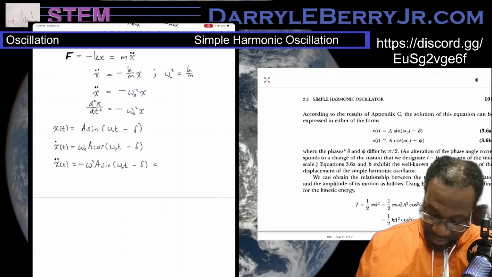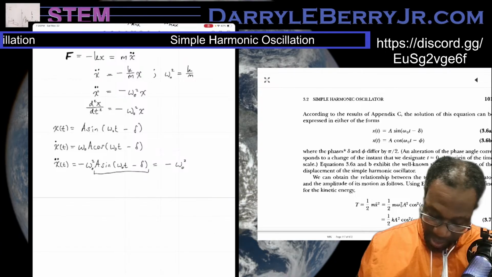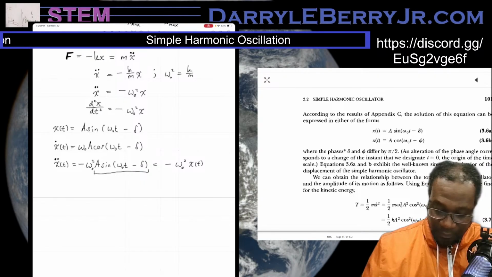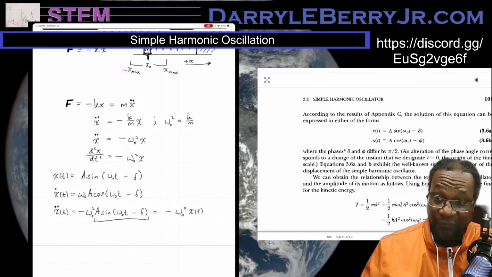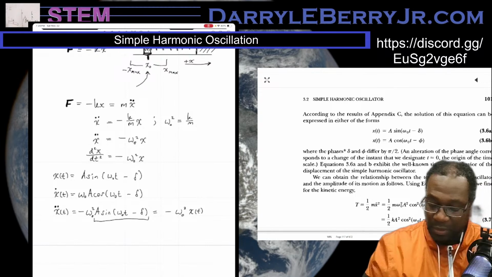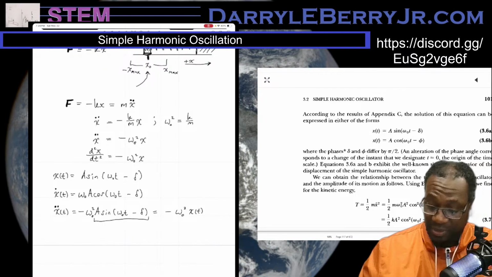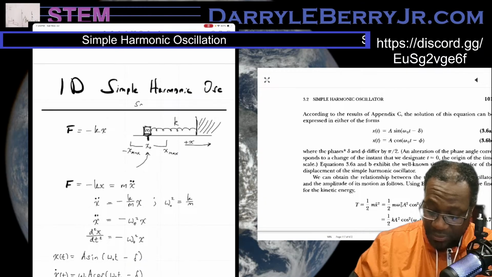And we can see how this does satisfy it: we have negative omega naught squared times the sine, which is our x of t. So we can put x of t back, and we can see that it does match. That means we use the book and recreate the Taylor expansion, but the book used the Taylor expansion to find the force, where the force at the origin is 0. So we could ignore that. The larger terms will be very small because we're talking about simple harmonic oscillation, or small oscillations.